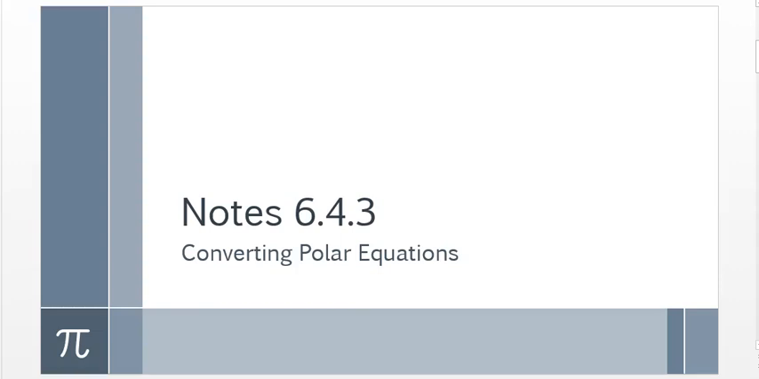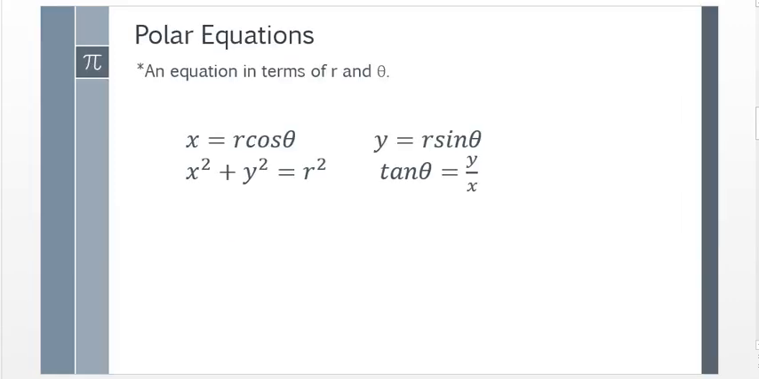In this last section, we're going to focus on actually converting the equations from polar to rectangular form rather than just focusing on those coordinates, the ordered pairs, r theta and xy. So now the entire equations will be switched, and the formulas we use are the same ones we've been talking about: x equals r cosine theta, y equals r sine theta, and then the one that is based on the Pythagorean theorem, and our tangent theta equals y over x.